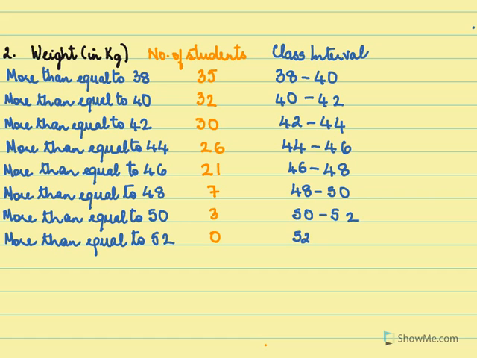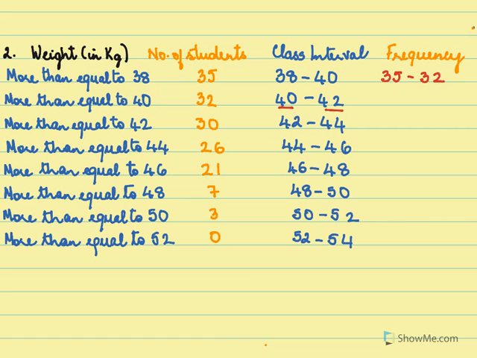And more than or equal to 52, so it will be 52 and above, 52 to 54. And for the frequencies, it is the same. We have to find between 38 and 40. So we take 38 and 40 and subtract the frequencies. So it is 35 minus 32.